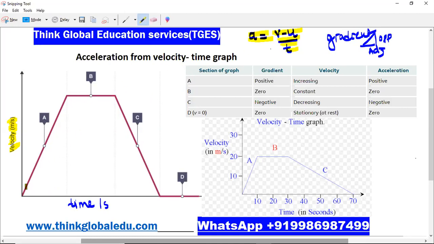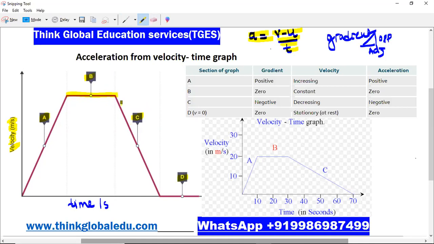If we look at this graph, we have been given different sections: section A, section B, section C, section D. In part A, the velocity of the object is increasing at a uniform rate, so we have a constant acceleration. In part B, there is no change in the velocity of the object. So velocity is not changing, and of course, if there is no change in the velocity, the acceleration would be zero.